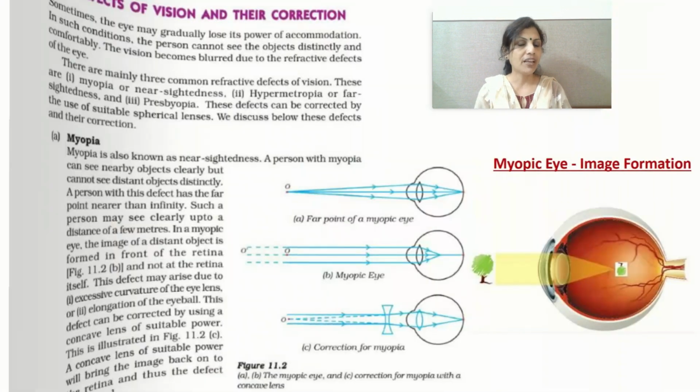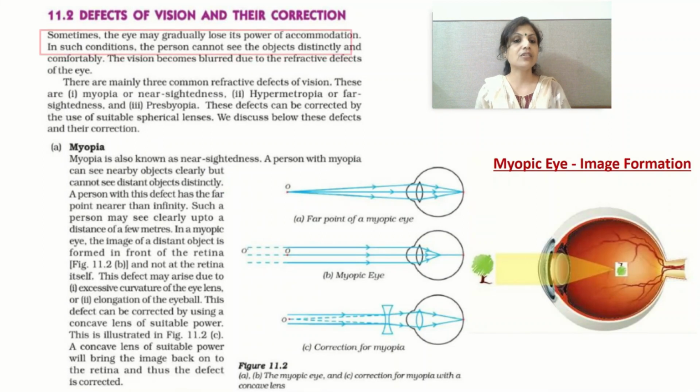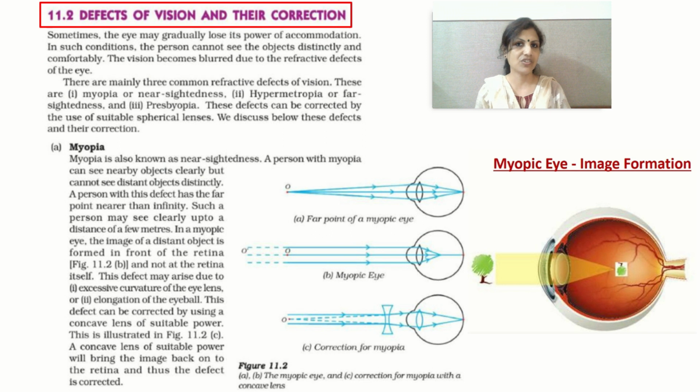Then if you turn the page, you will see this heading, Defects of Vision and Their Correction. Children, this is the second video of our lesson. In this video, all the defects in the eye and the correction of these defects are discussed. The topic starts with the first defect, that is myopia, which is also called nearsightedness or short-sightedness. The person suffering from this defect can see the objects which are very close to him but cannot see the objects which are far away from him.